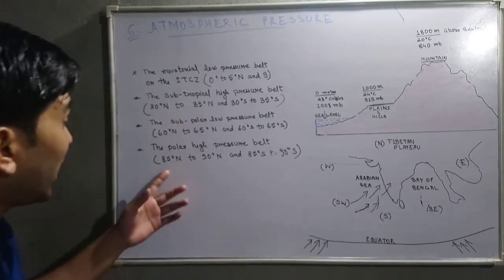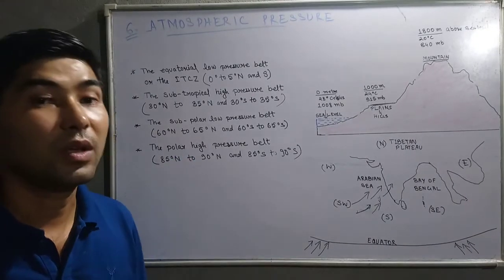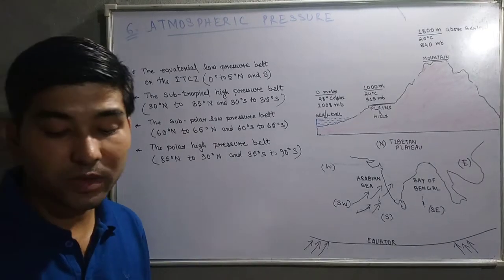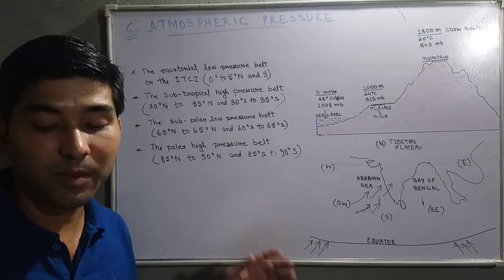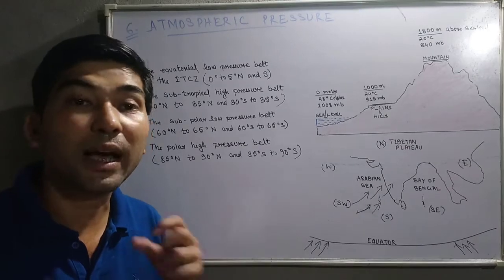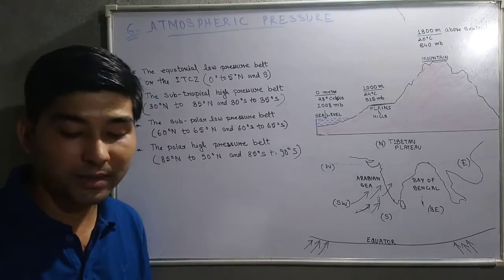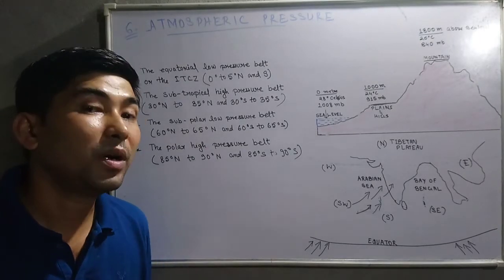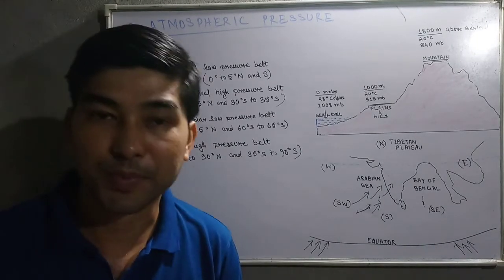Then comes the polar high pressure belt. As the name suggests, it is a cold, high pressure belt area. It is found over the north and south poles, and these areas are also known as polar highs. These regions are characterized by permanent ice caps.